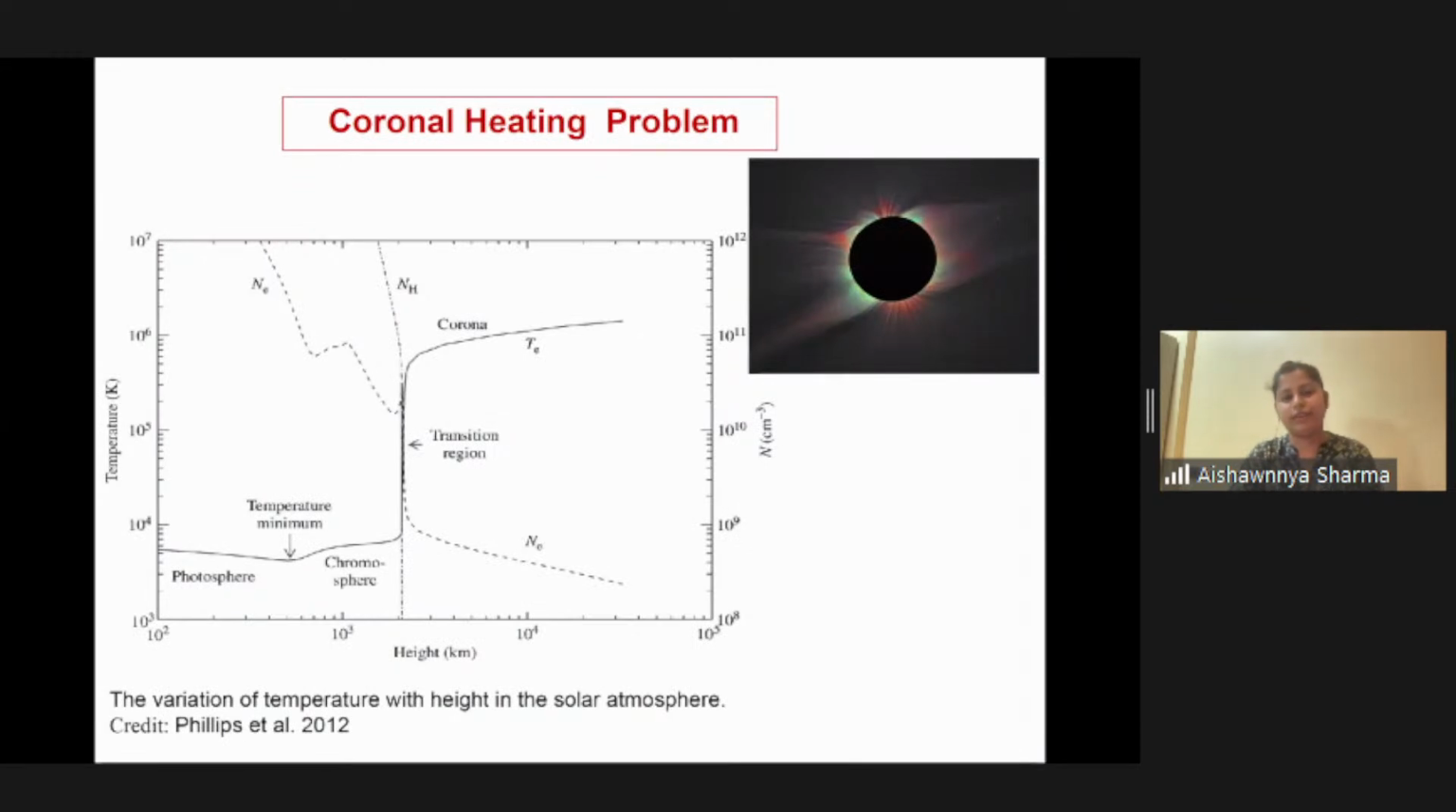Now here arises one problem. As heat travels outward, generally the temperature should decrease. The same thing happens from the core: the heat is generated, comes to the photosphere and finally to the atmosphere. The temperature of the photosphere is around 5000 Kelvin. Then with height, it slowly decreases and reaches a temperature minimum region of around 4000 Kelvin.